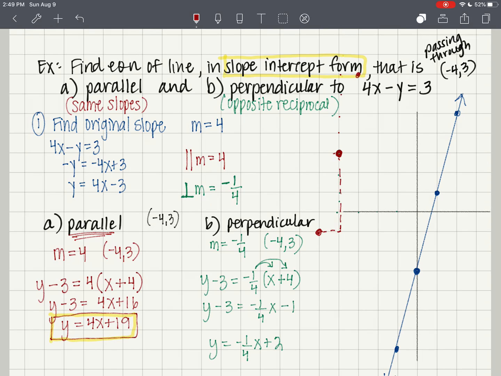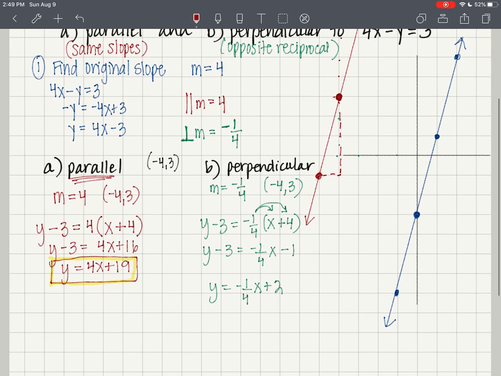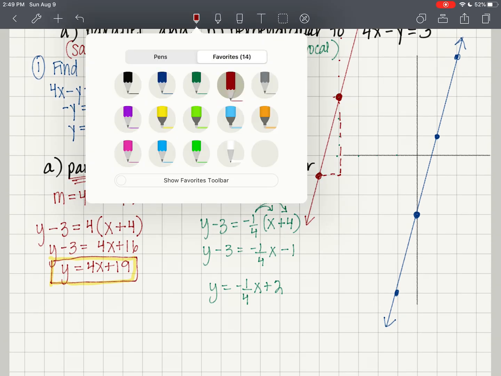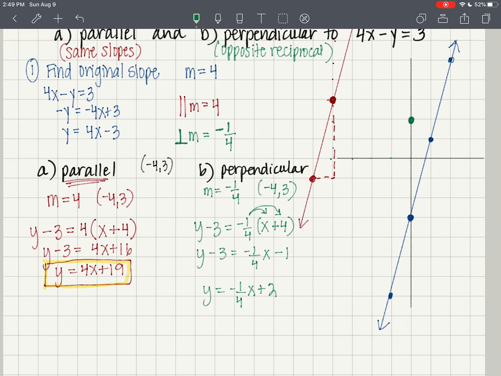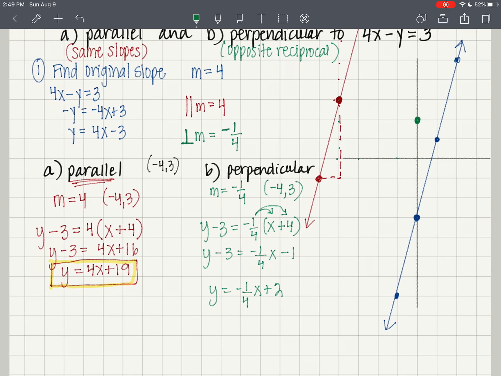So this line, I'm going to draw it anyway, is parallel and it's way off to the left. The green line goes through the y-intercept of 2 and has a slope down 1, right 4, which is off my screen, or up 1, left 4.